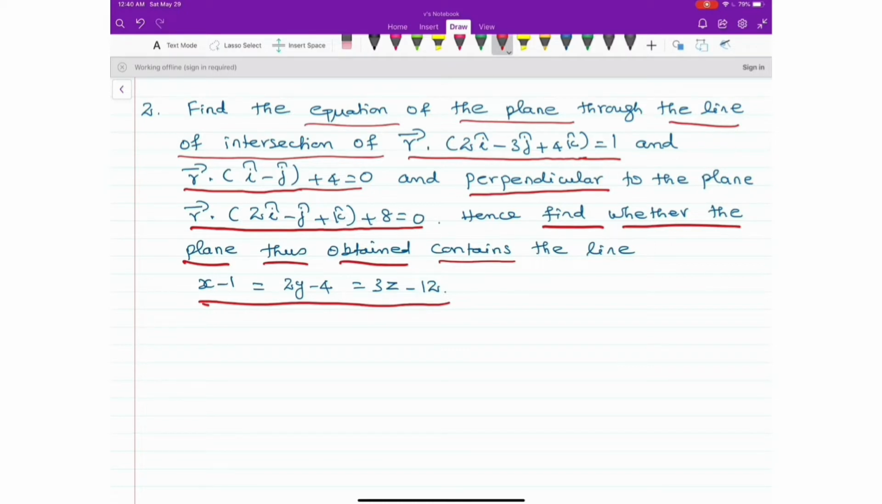So here you have to immediately connect the correct equation of the plane. What is it actually? You have to find the equation of the plane through the line of intersection of two planes and perpendicular to the given plane. So that is the first part of the question. And the second part, you have to prove that this particular line x minus 1 is equal to 2y minus 4 is equal to 3z minus 12 lies on that particular plane. So two parts are there in this question. Let us do one by one. Solution.